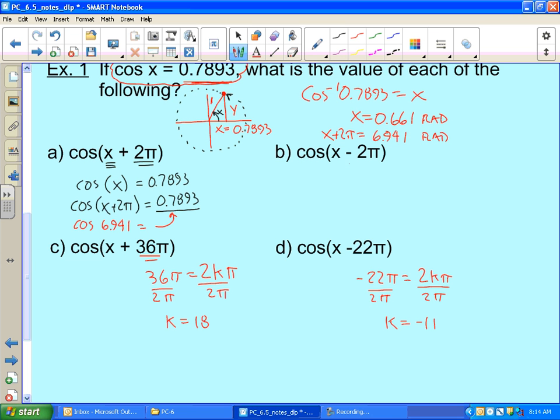And that's the case up here too. We just go as a negative rotation back to the same point. So back on our unit circle example, now we're just going this way and getting back to the same spot. So each of these values, B, C, and D, because we've gone around multiple revolutions, give me the same values, 0.7893.